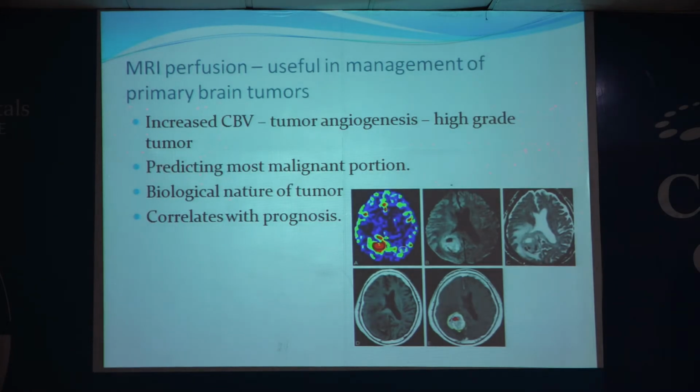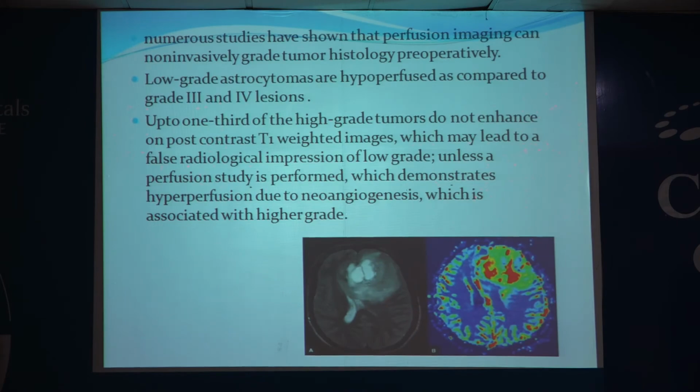MR perfusion is a very important tool to identify malignant lesions, because high grade tumors have a lot of neoangiogenesis. Because of that, there is an increased cerebral blood volume inside these tumors. So this will be helpful in identifying the malignant portion within the tumor, which will help in biopsies and in assessing the prognosis of the lesions.